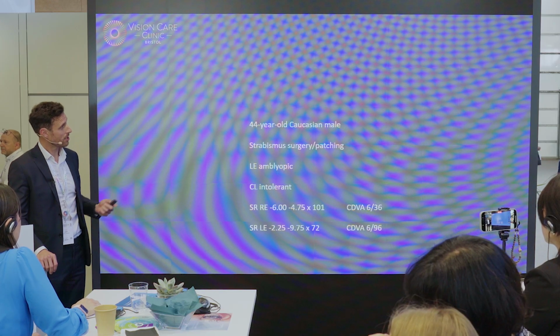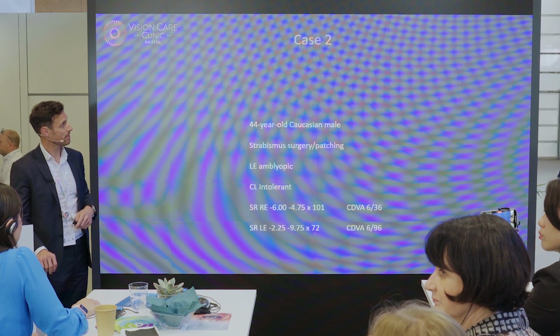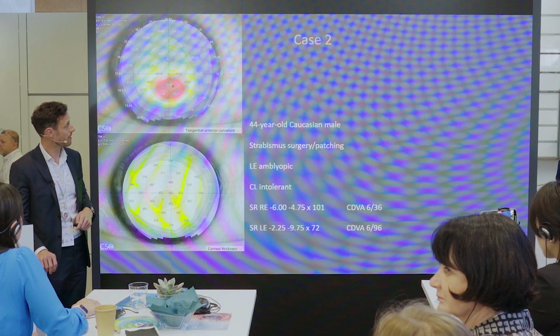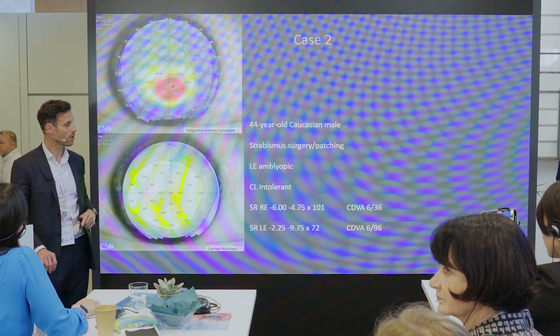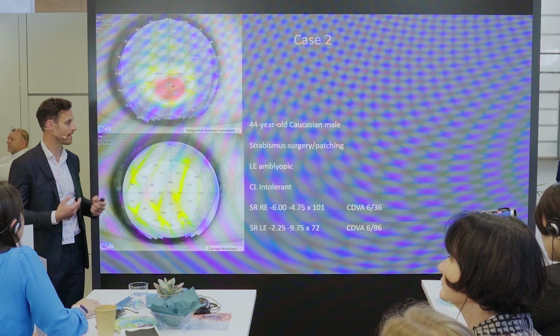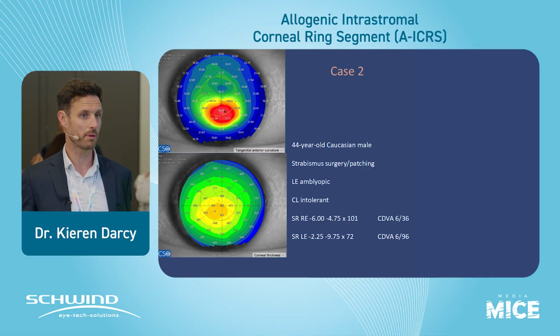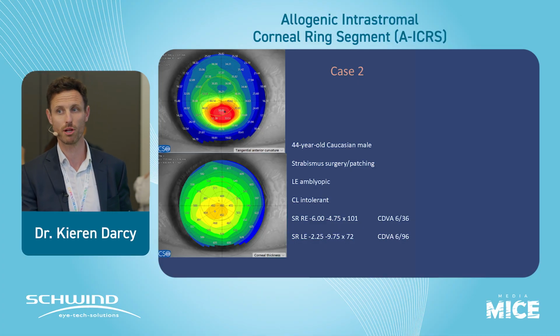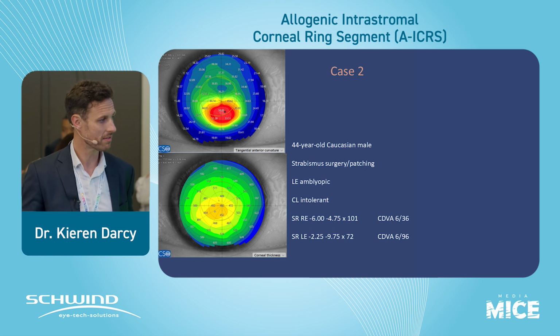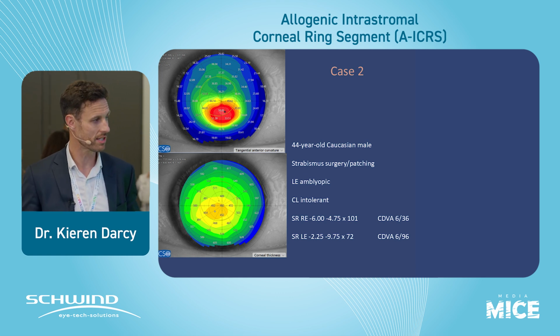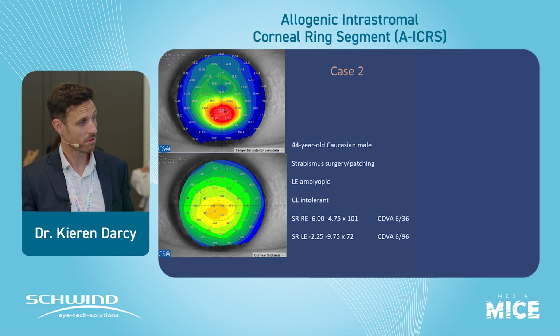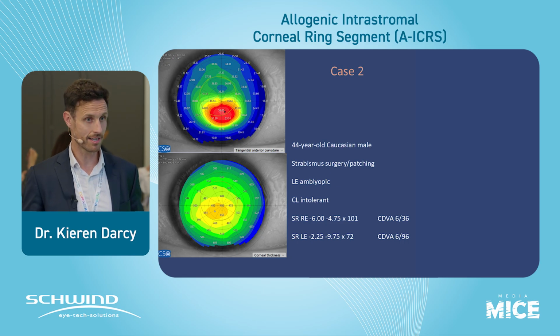So the next case I'll show to you is a 44-year-old Caucasian male. This is someone that I've done combined treatment with. But you can see he's a more complicated picture and one that we had to unpick at the time. He had strabismus surgery, had been patched as a child, and was known to be amblyopic in the left eye, but we didn't have an idea of how amblyopic that left eye was. So there was an element of surprise with us there. Again, similarly contact lens intolerant. And he came to us with corrected visions of 6/36 and 6/96.